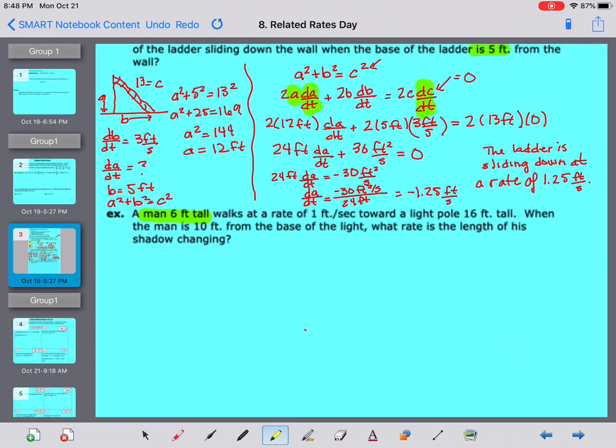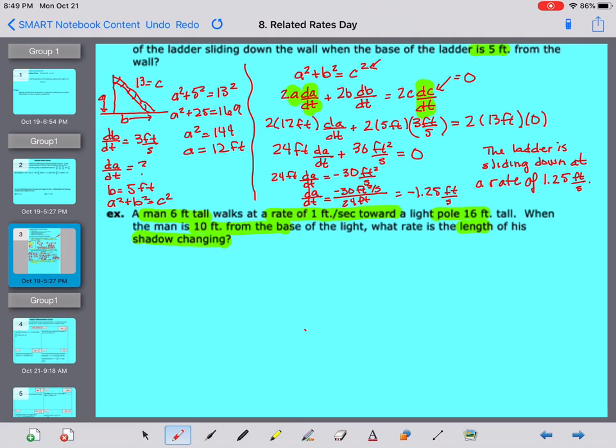That's going to be important. He's walking at a rate of 1 foot per second toward. Okay, so that's going to give us the sign of our rate of change in a minute. Then we have the pole that is 16 feet. And then it says when the man is 10 feet from the base, what rate is the length of the shadow changing? Okay, so it's kind of highlighting a lot, but we're going to stick to those words that we highlighted and pull it together as a problem. This is another one of those where drawing a picture is very important.